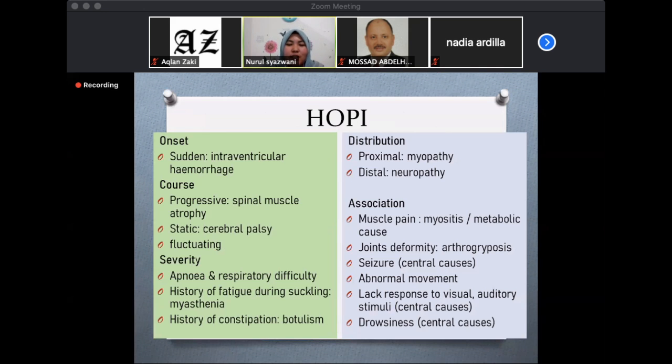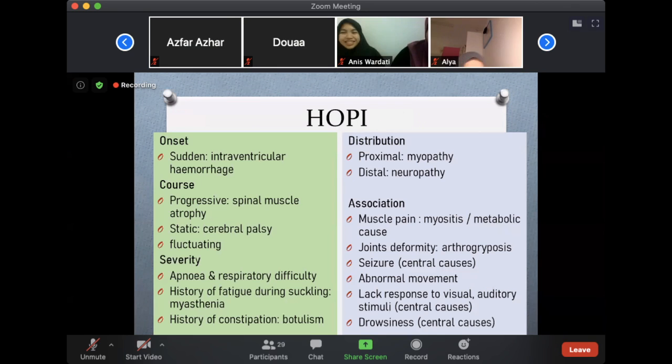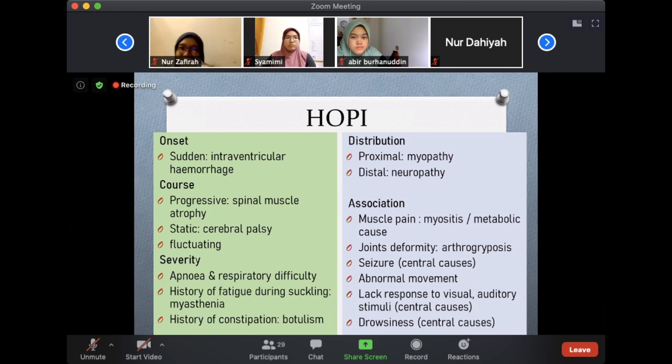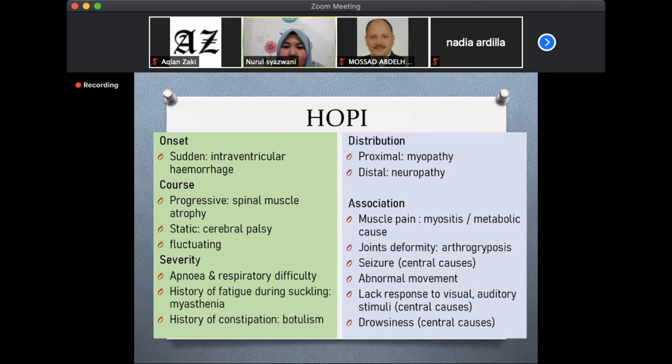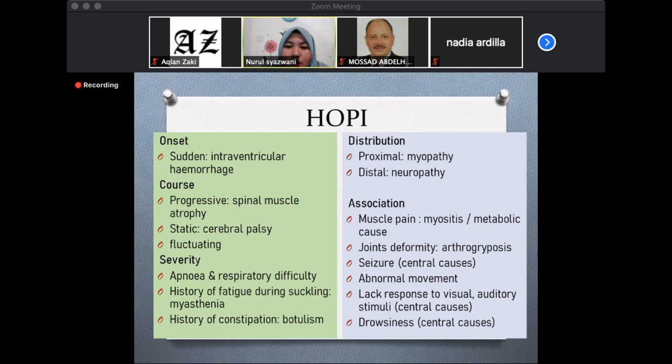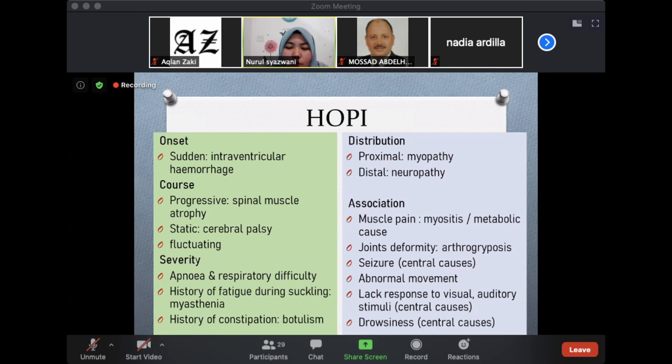Okay. For the history of presenting illness, we need to determine the onset, the course, the severity, distribution, and associations. If the onset is sudden, we need to suspect intraventricular hemorrhage. For course, if progressive, we suspect spinal muscular atrophy, or if static, cerebral palsy. For severity, the infant may have apnea or respiratory difficulty, history of fatigue during suckling, history of constipation. For distribution, if proximal, we can suspect myopathy. For associations, if the infant has muscle pain or joint deformities, we suggest arthrogryposis; also seizures, abnormal movements, response to visual and auditory stimuli, and drowsiness.